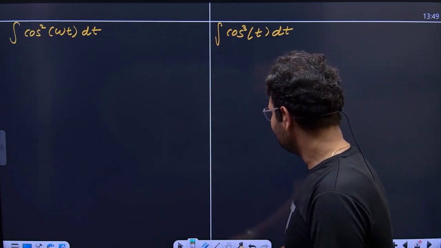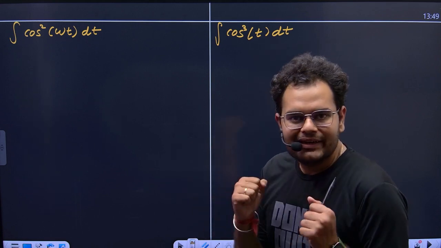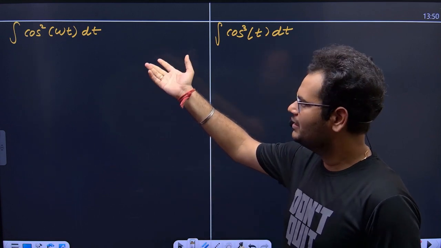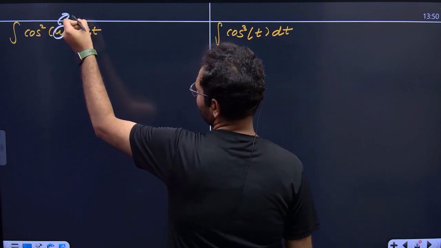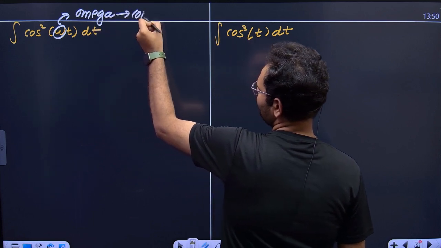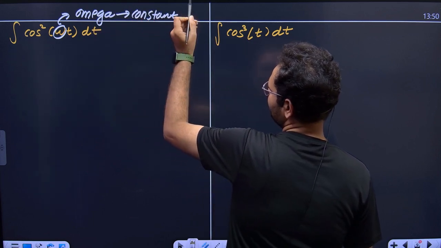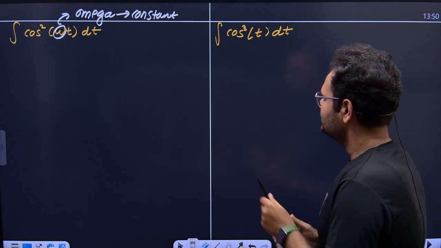Sir, what should we do with the formula? We should be able to solve the questions. Are you ready? Integration of cos square omega t dt. Sir, what is this w, sir? This is pronounced as omega, which is constant. If you are in class 11, don't worry about it. Just remember that this is constant.